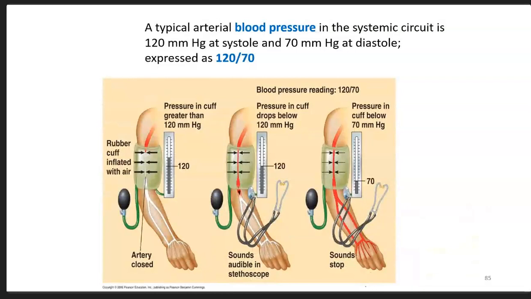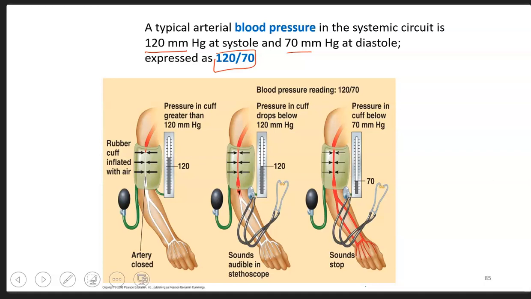Alright. So it says here a typical arterial blood pressure in the systemic circuit is 120. So bacaan yang normal untuk systolic pressure adalah 120 mm mercury and 70 for the diastolic pressure. So it is written as 120 over 70.